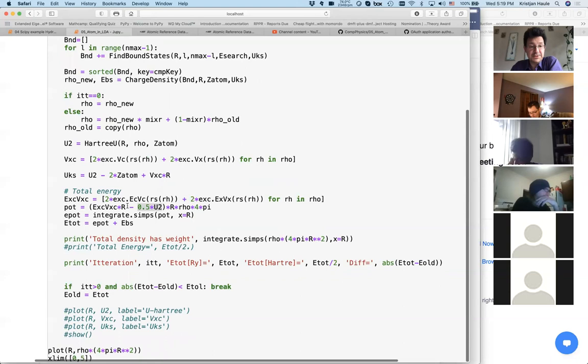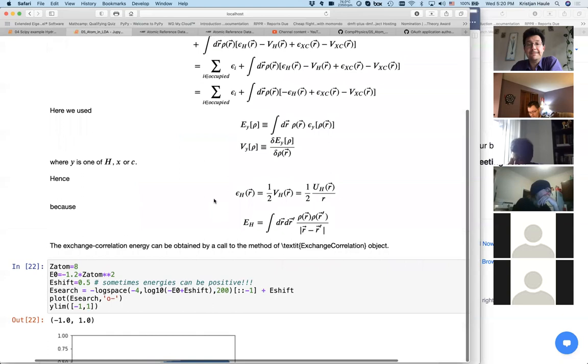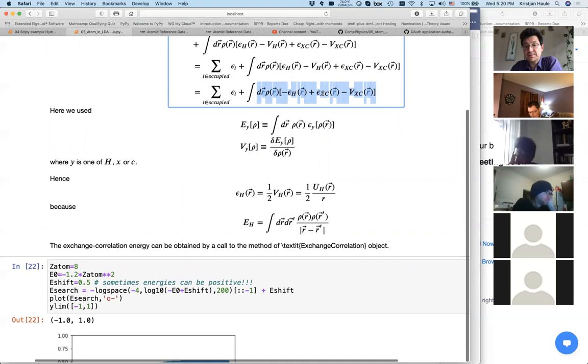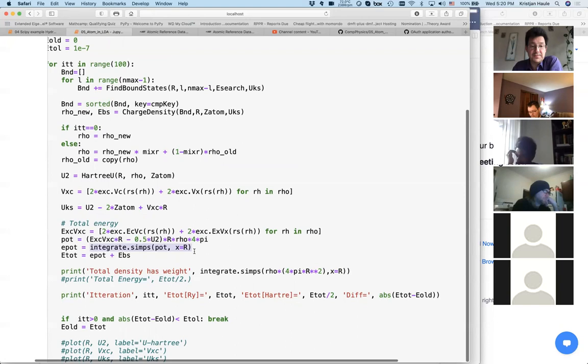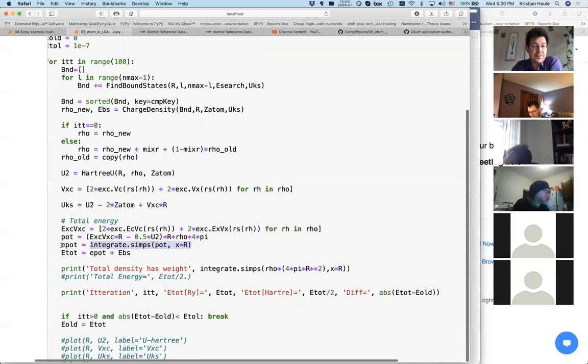So now this quantity here is exactly this quantity in the brackets, isn't it? So we subtracted the Hartree out, we have exchange correlation part, and we have rho of r and also d to the 3r, which is 4 pi r square in this case, isn't it? So all we need to do now is to integrate this over one dimension over r, and this is going to be done with Simpson method in this case. So Simpson method will integrate over those points in mesh R. And we're going to get the potential part.